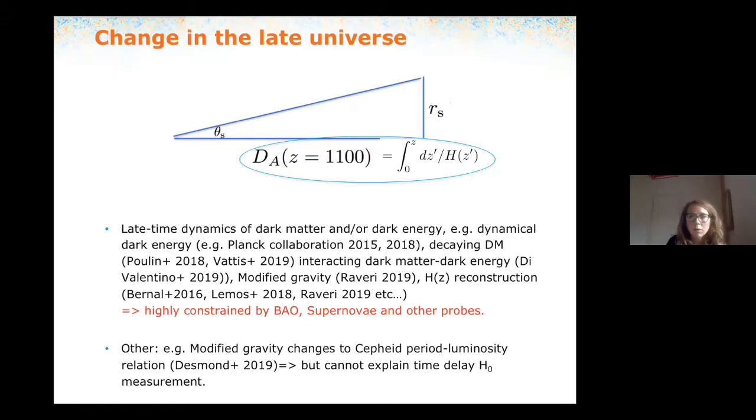And so one way to solve the Hubble tension is to have, for example, a more free evolution of dark energy compared to a simple cosmological constant. And so many people have explored this possibility of having some late time dynamics of dark energy, dark matter, dark energy interactions, dark matter decaying, modified gravity, and so on and so forth. And the main problem with this kind of solution, which allows you to change the mapping from the distance to H naught, is the fact that we have a lot of data at late redshifts, BAO and supernovae, that actually constrain the evolution of H of z in a very fine way.